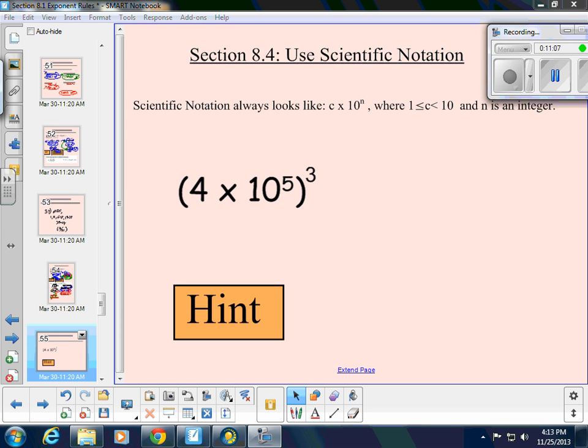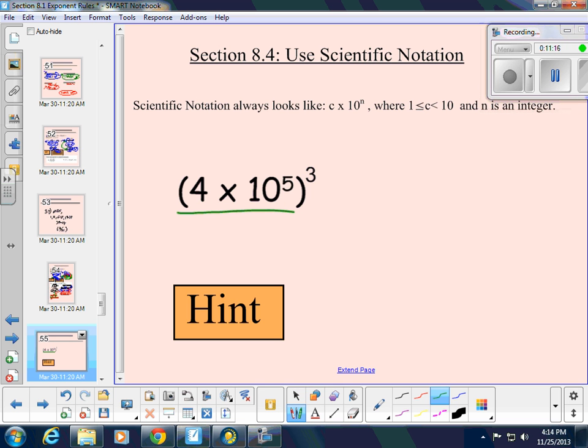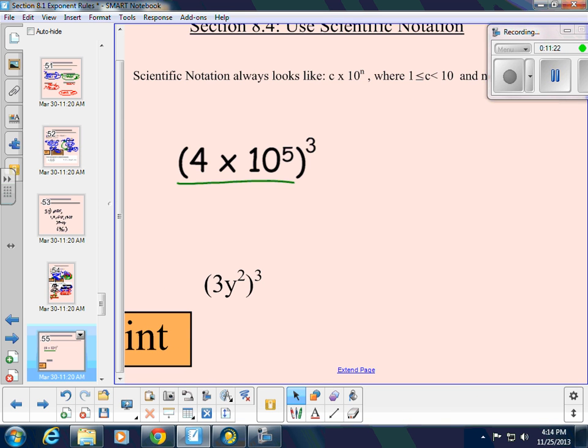I'm going to go through one more you might see as well in this section. And again, also dealing with a rule that we've learned so far in Chapter 8. Look at this problem that I've got up here, 4 times 10 to the 5th, and then all that is to the 3rd power. Well, again, this may look familiar. Remember when we had some kind of term with a power, and then that was to another power, right? We called that the power to a power rule.